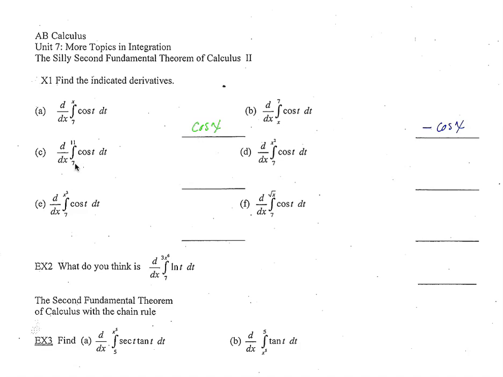Here, if the lower bound is a constant and the upper bound is a constant, then we get 0 minus 0, or 0. And D, we start to get a little bit interesting here.